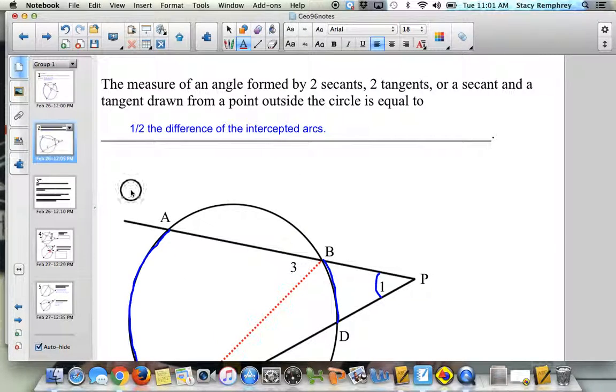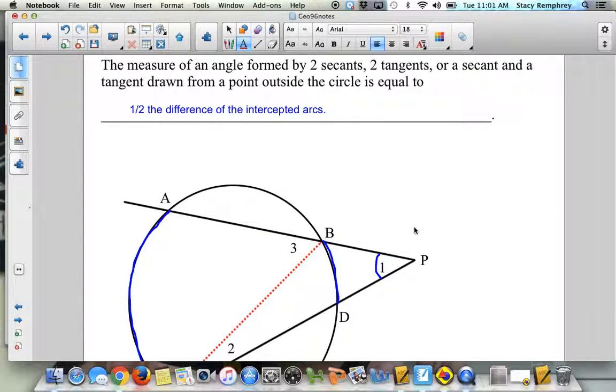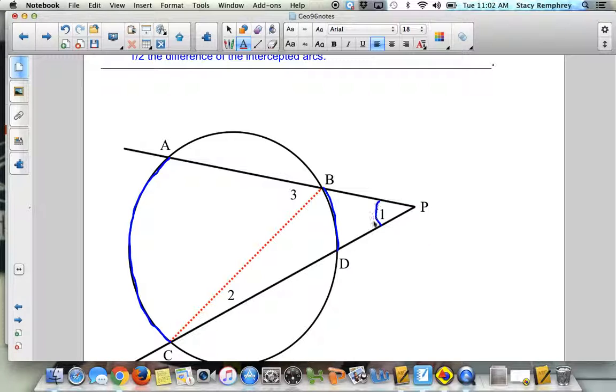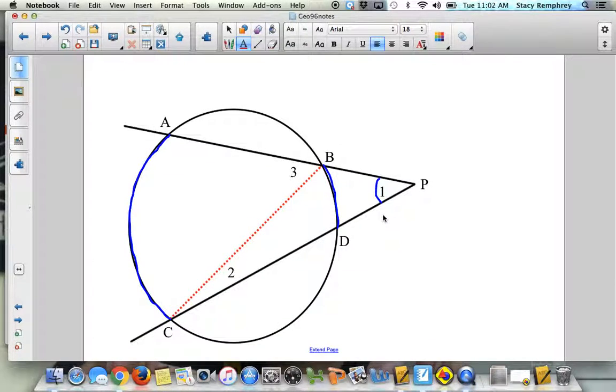In the next one, the measure of an angle formed by two secants, two tangents, or a secant and a tangent drawn from a point outside the circle is equal to half the difference of the intercepted arcs. So again, we're looking at angle 1 here, and in class we did discuss why this happens. So angle 1 is half the difference of the intercepted arcs. As you come out across these two secants, you see it intercepts an arc here at BD and an arc here at AC. So angle 1 is going to equal half the difference of AC minus BD.